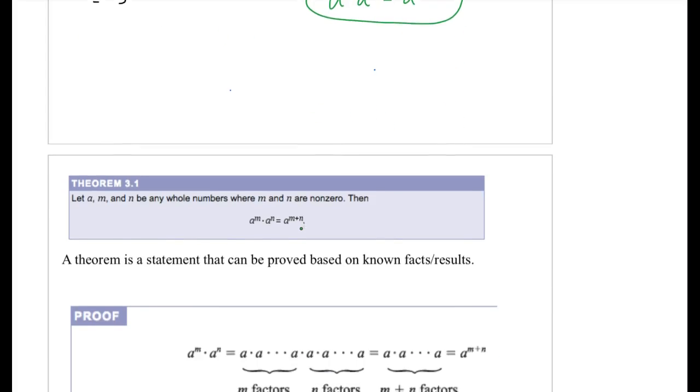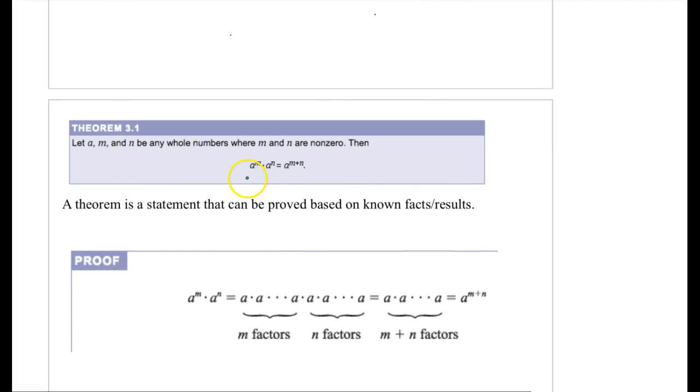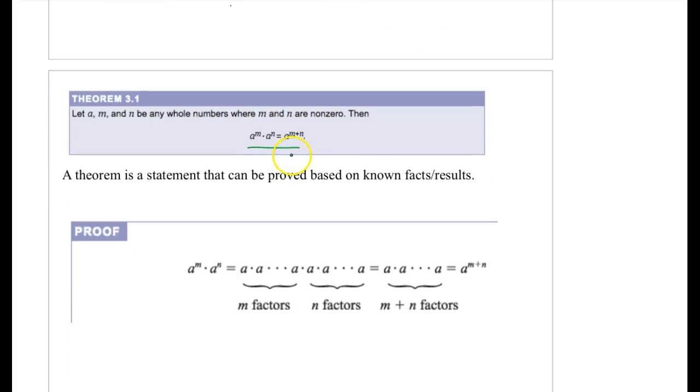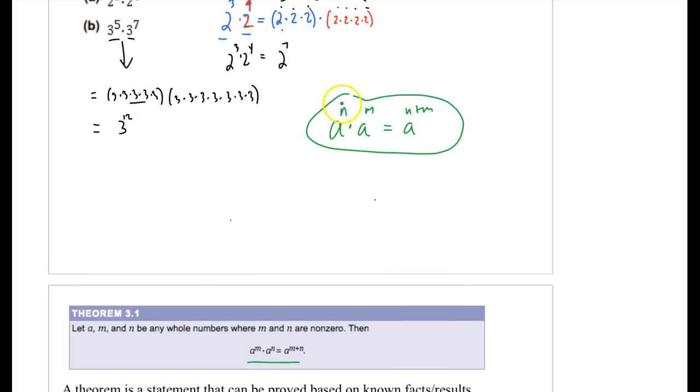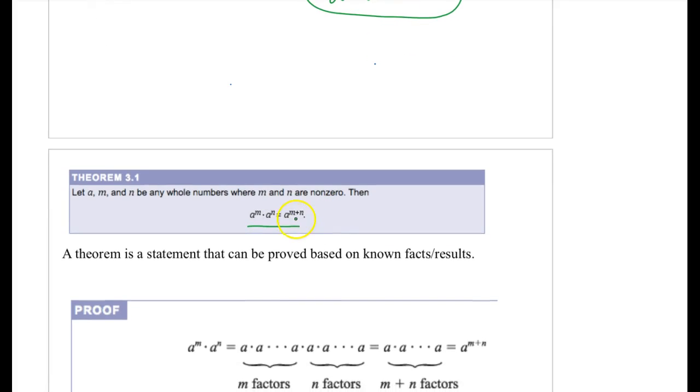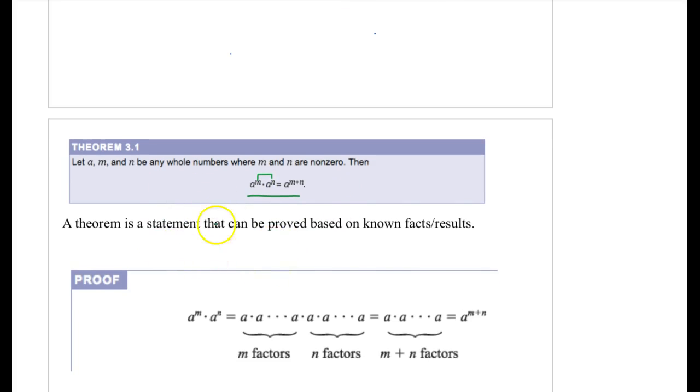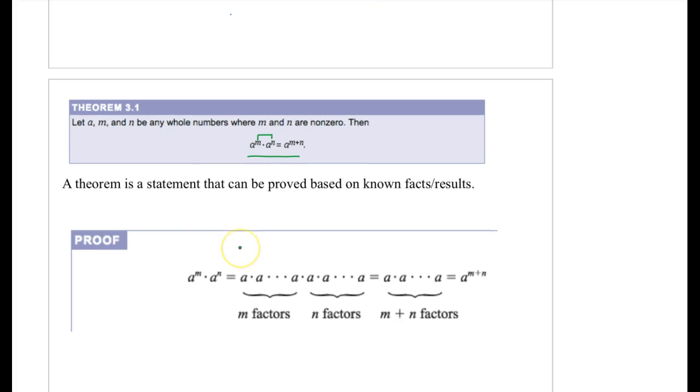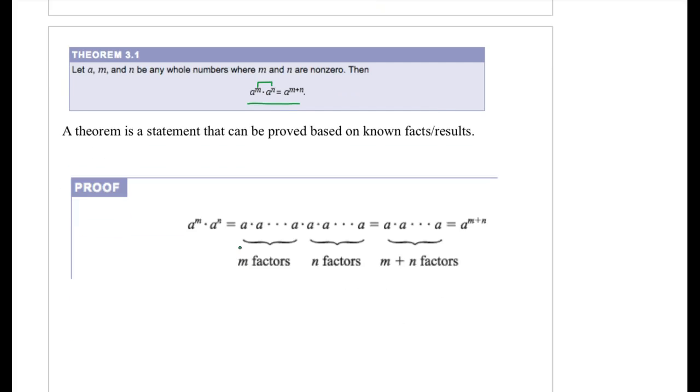But it emerges from these patterns that we see here. So that leads us to our first rule of exponents, or theorem here, that a to the power of m times a to the power of n is equal to a to the power of m plus n. And ignore that I changed it, so it's n plus m or m plus n, however you write that. It doesn't matter in the end. What emerges is that you end up adding those exponents. This is a theorem in mathematics which can be proved, a statement that can be proved, and here's the proof.